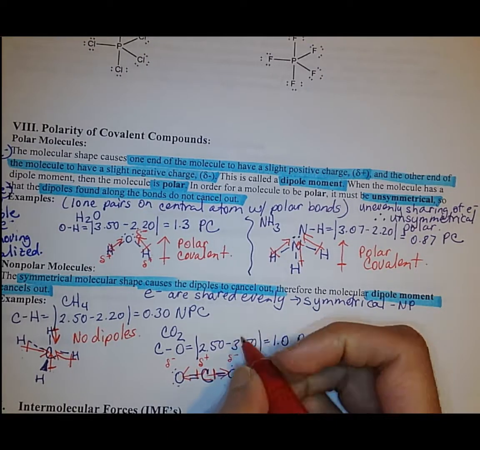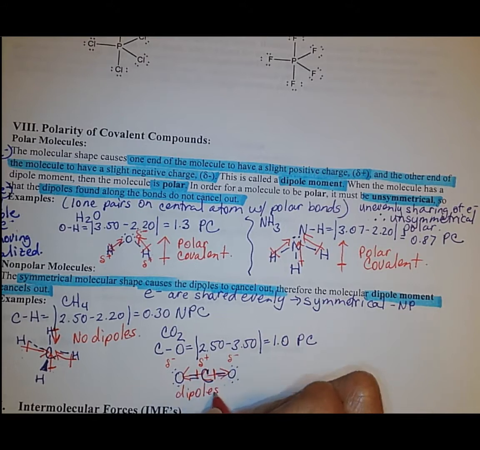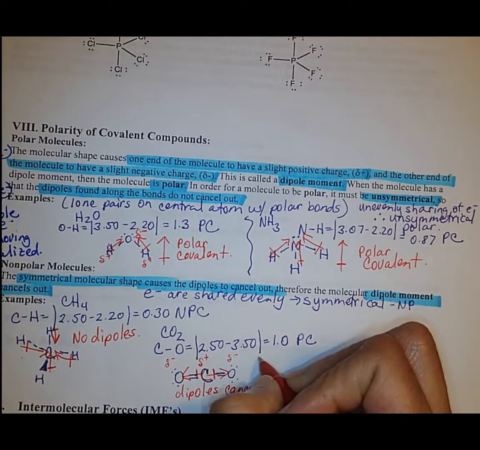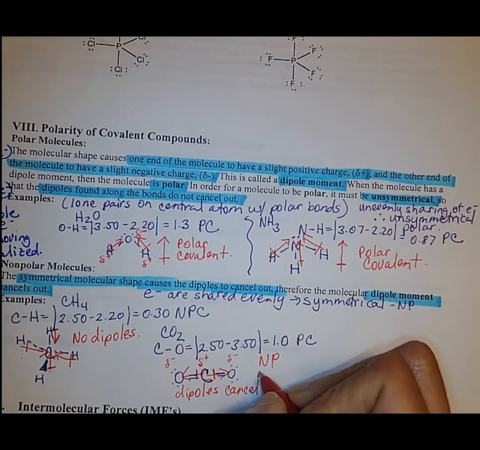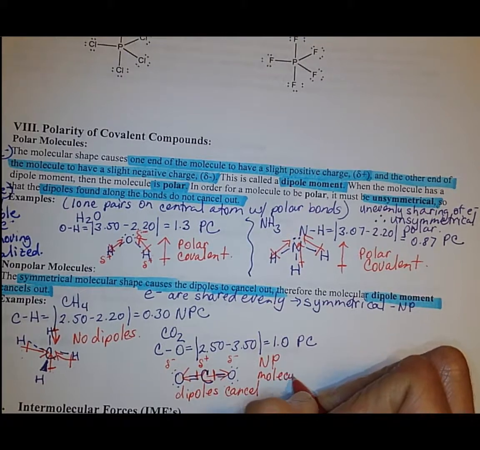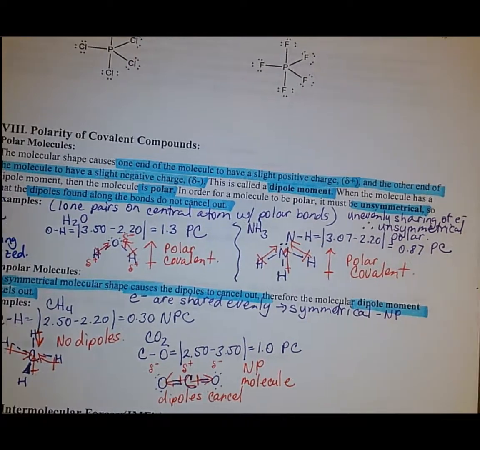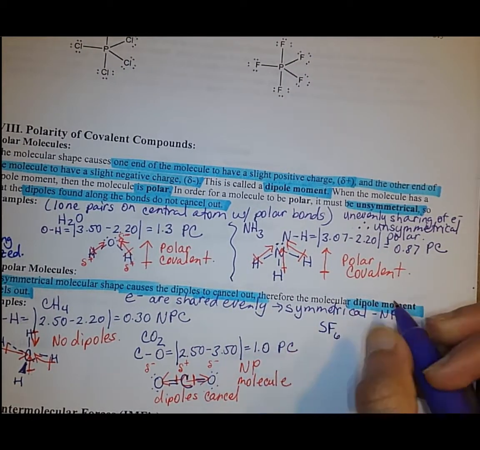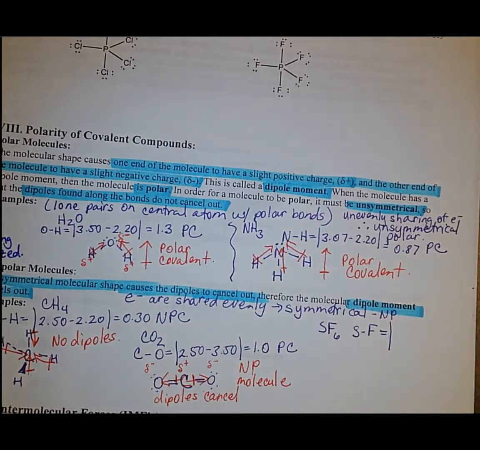So the dipoles cancel, and we say that this is a non-polar molecule. Okay, non-polar molecule. Let's do one more as an example. SF6. So we're looking at sulfur and fluorine, the electronegativity of it.